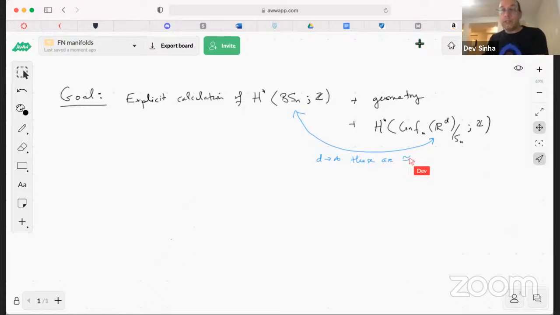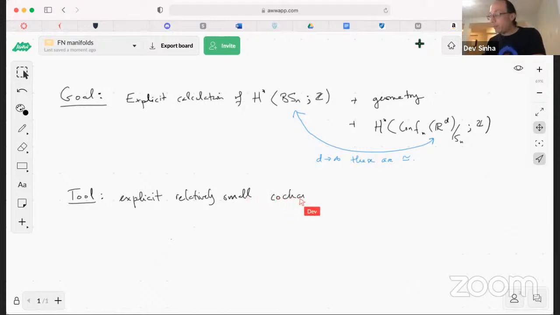equivalent. So one tool we have is a very explicit and relatively small, certainly relatively small compared to the bar complex, cochain complex. I mean, let me just show you what we're going to be working towards.